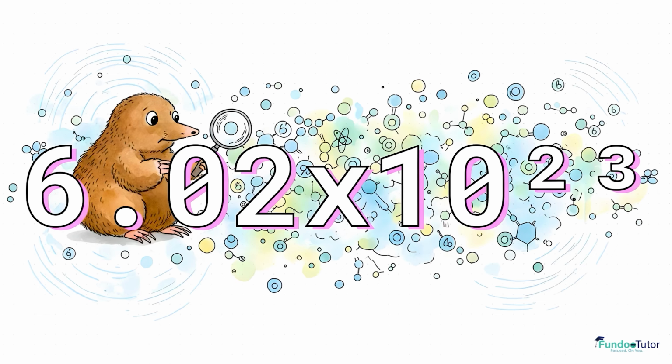So how in the world do you count trillions upon trillions of atoms? Well, we don't. We use the mole. 1 mole of anything, whether it's atoms, molecules, whatever, is always this gigantic number, 6.02 times 10 to the 23rd particles. It's basically the chemist's version of a dozen, just a lot bigger.